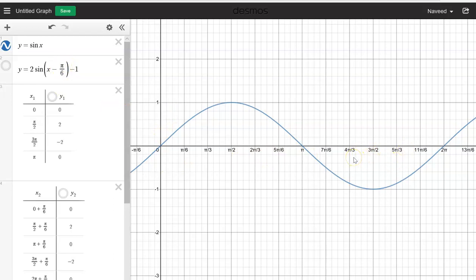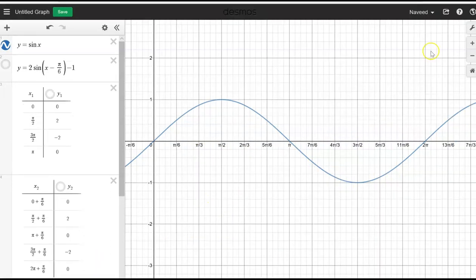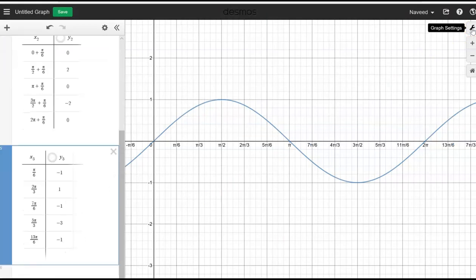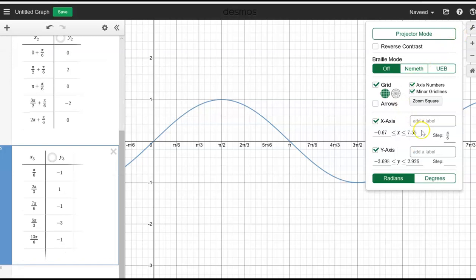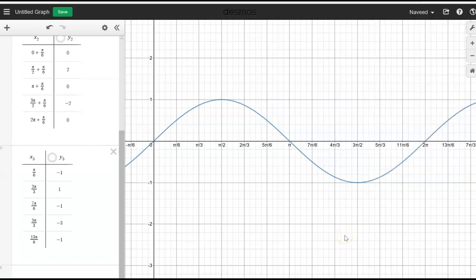Okay, and the way you do it, by the way, in Desmos, you have to change the settings. You go up here with the wrench, graph settings, you click on that, and then you will see all the stuff that you can do. I changed my settings for pi over, which just changes it into decimal, but you can actually manually change that. And then the vertical as well, you can change it as well. All right, so that's what I did.